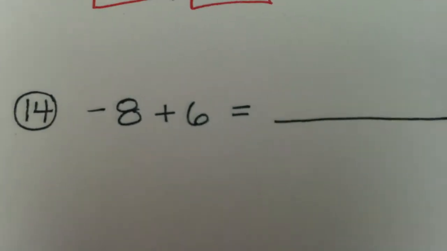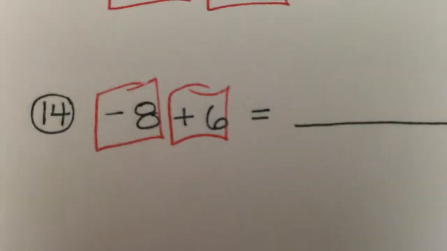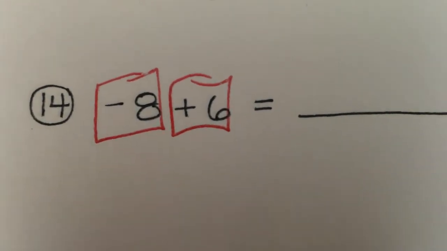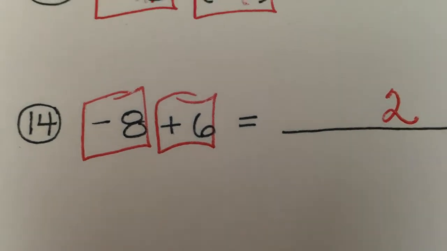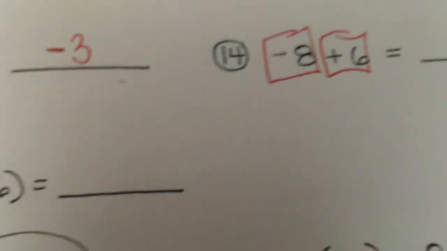Number 14, negative 8, positive 6, no double negatives, so we box them up. They are opposite signs. 8 minus 6 is 2. 8 is the larger integer when it has a negative sign, so our answer gets a negative.